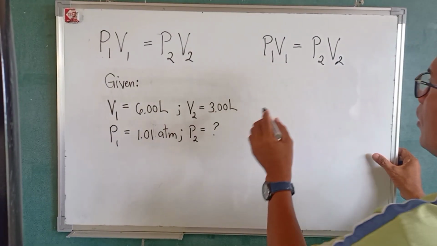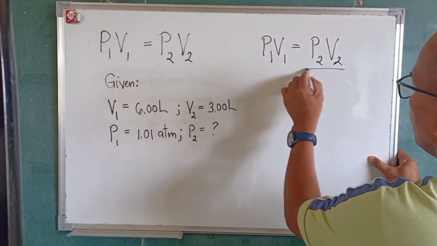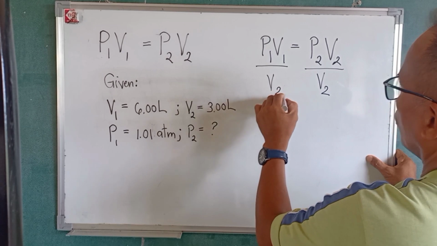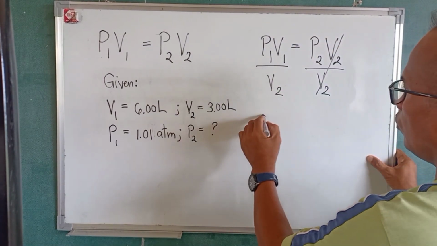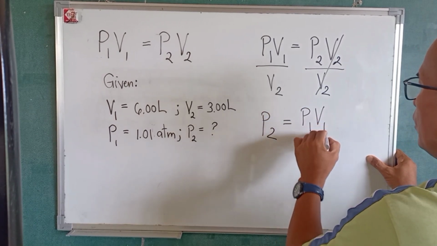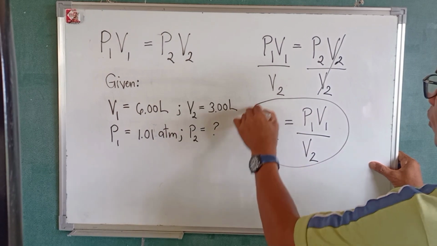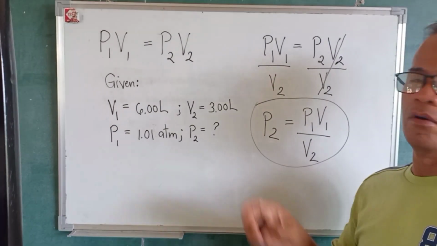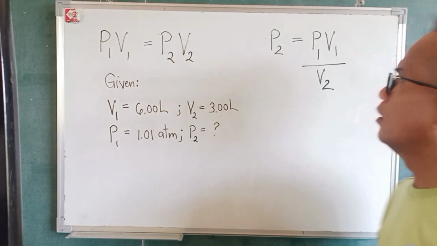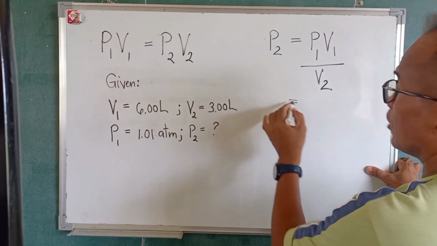To identify the formula for P2, we need to eliminate volume 2. To do that, we divide both sides by volume 2. Eliminating volume 2, we get the formula for P2 equals P1 V1 over V2. So this is now the formula we are going to use in order to get the value of P2. This is now the final formula for P2. Then we are going to put in the values for its variables.